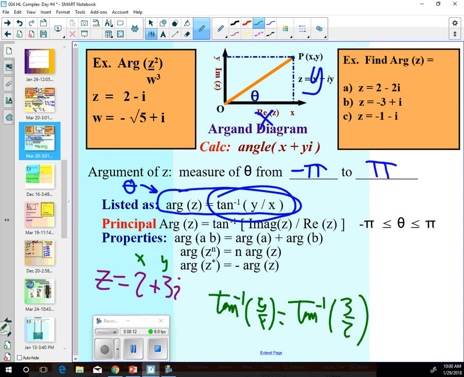You'll get an angle, and you can leave it in radians or degrees. I like to leave it in degrees. So would you take your calculators, go inverse tangent of 3 over 2, give me the degree answer for that, and then I'll tell you how we deal with that.